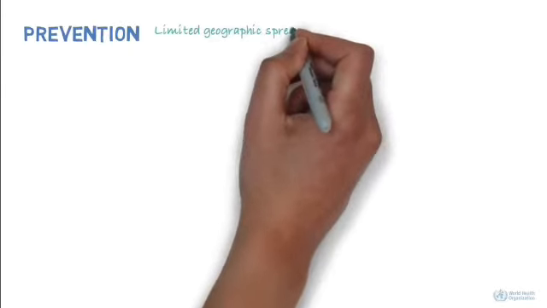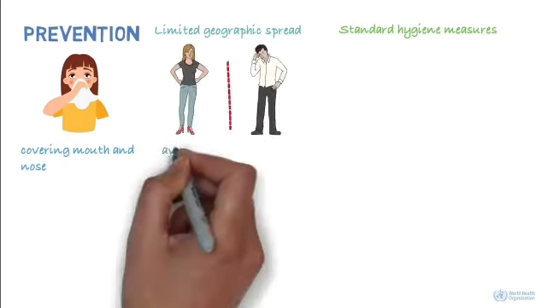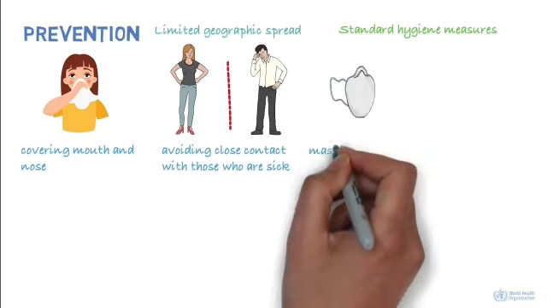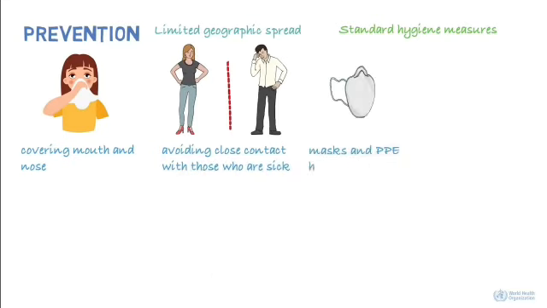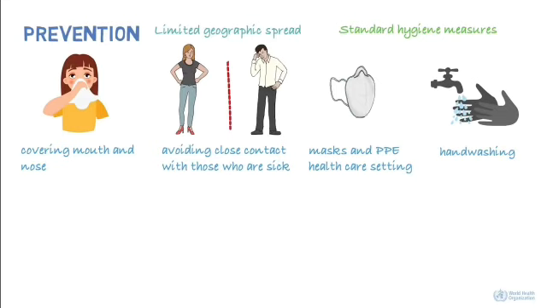This new virus currently has a limited geographic spread. However, there are a number of standard hygiene practices that have been recommended to protect against infection and further spread. These include covering your mouth and nose when coughing or sneezing with a medical mask, tissue, or flexed elbow, avoiding close contact with those who are unwell, the appropriate use of masks and personal protective equipment, especially in a healthcare setting, washing hands regularly with soap and water or alcohol-based hand rub.